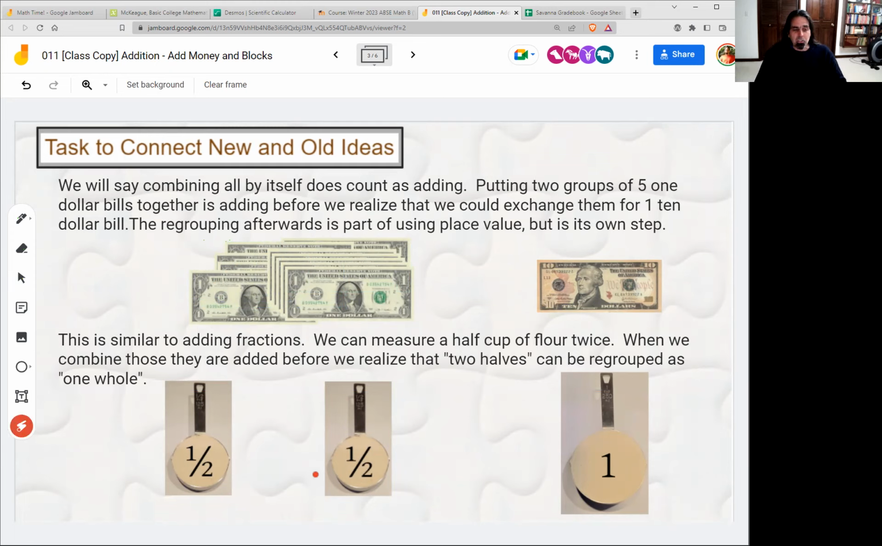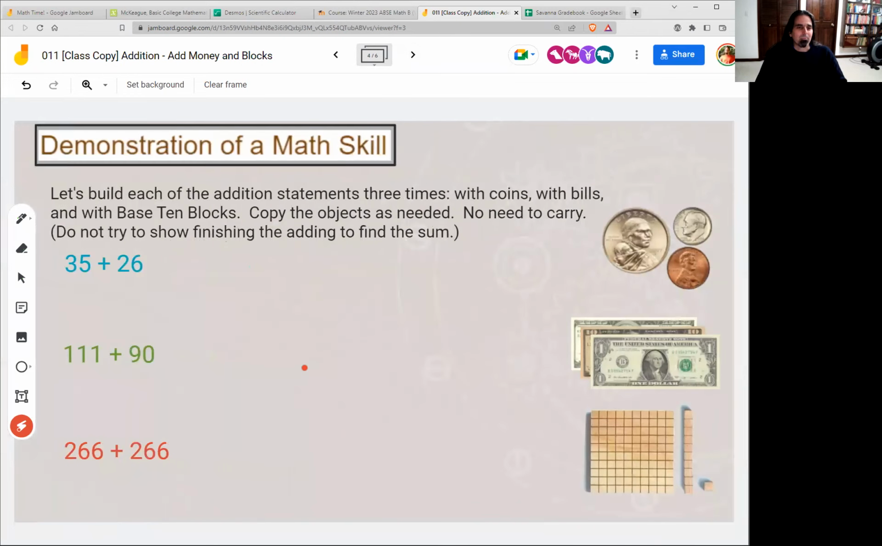And that makes sense because we do the same sort of thing with fractions all the time in real life. If a recipe says I need a whole cup of flour, or if it says I need a half cup, but I'm doubling the recipe, I can measure out half a cup and measure out another half a cup. And I've used a whole cup of flour, but I don't have to realize that 2 halves make a whole. I already have the flour in my mixing bowl. That didn't flow well. I'm sorry.